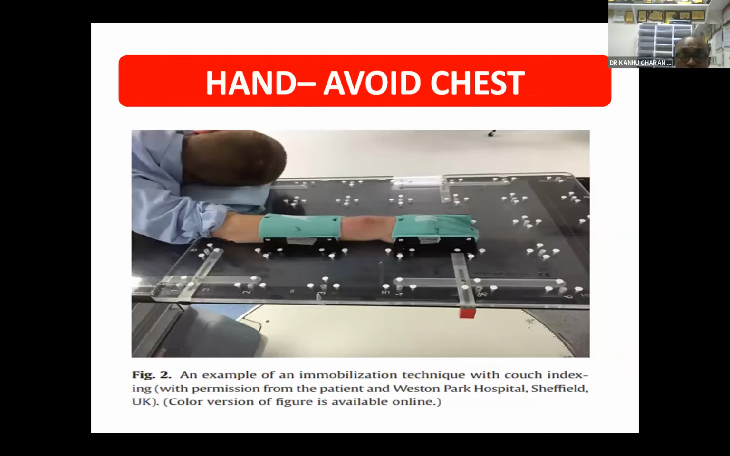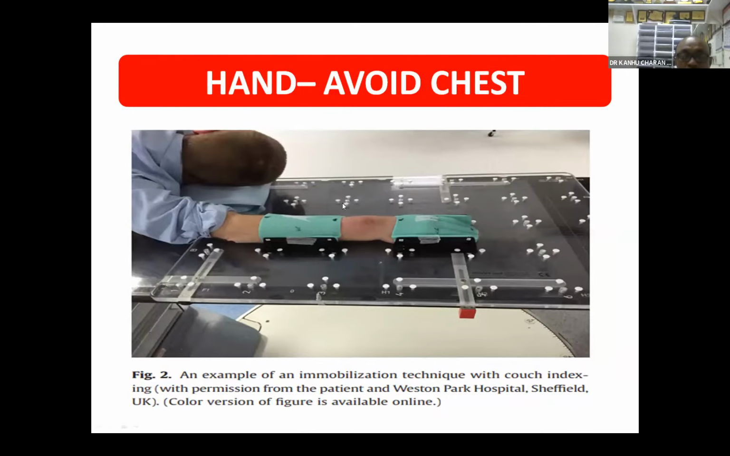To treat a soft tissue sarcoma of the upper extremity, you have to avoid radiation to the chest wall or lung. So for anything from the arm, forearm, and palm, you can go for this position.